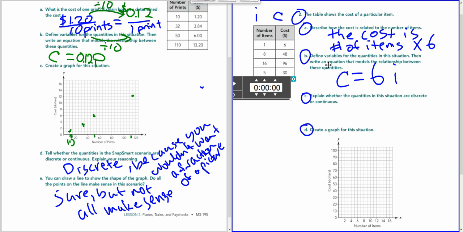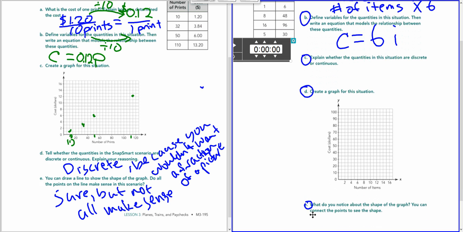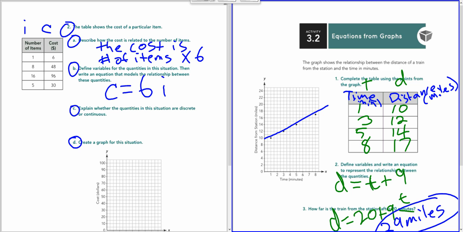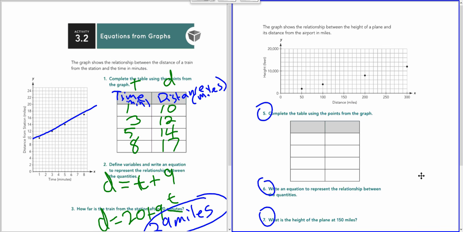Right now, we're going to define variables. So I put I for item, C for cost. And then I would say that C depends on the number of items times 6. And that should work, because I could test that with 16 times 6, which will give me 96, and so on and so forth. All right? So then you need to go ahead and do C, D, and E, mainly graphing this and then answering these questions. All right? And then in our lesson, we went on to page 198.